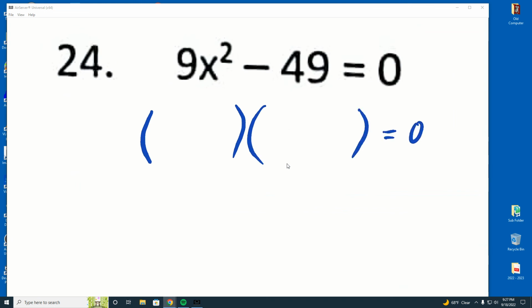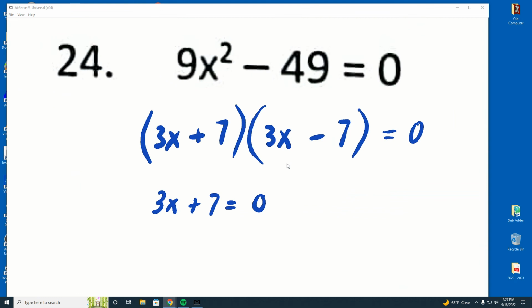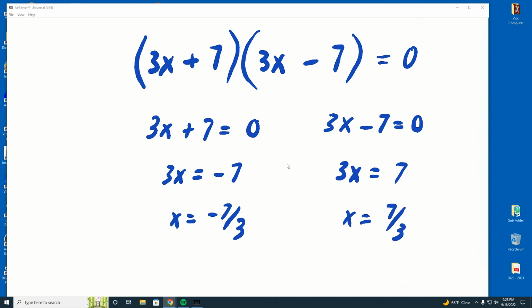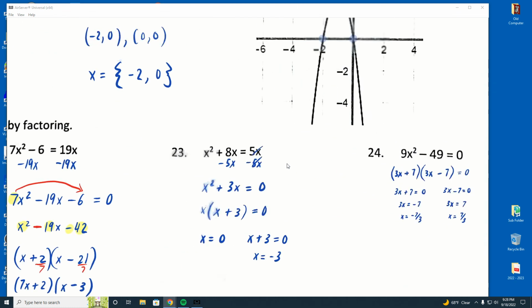This time, what multiplies by itself to get 9x squared? 3x and 3x. What multiplies by itself to get 49? 7 and 7. And the rule is one is positive, one is negative. So when I take 3x plus 7 and set it equal to 0, and 3x minus 7 and set it equal to 0, here are the results. We're going to subtract 7 and divide by 3, so I'm just going to leave that as a fraction, negative 7/3. This one, I'm going to add 7 and divide by 3, so I'm going to leave it positive 7/3. So there is my solving by factoring.